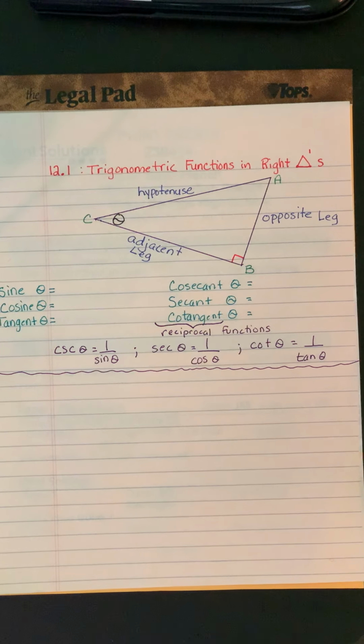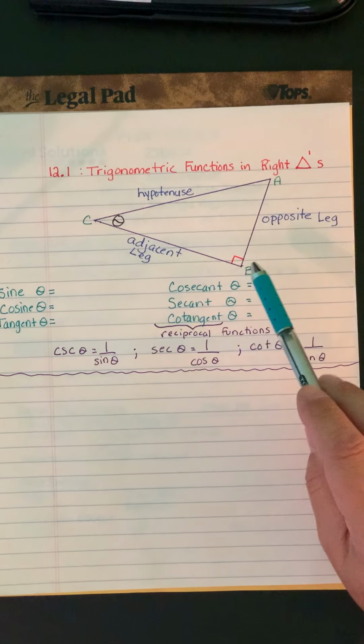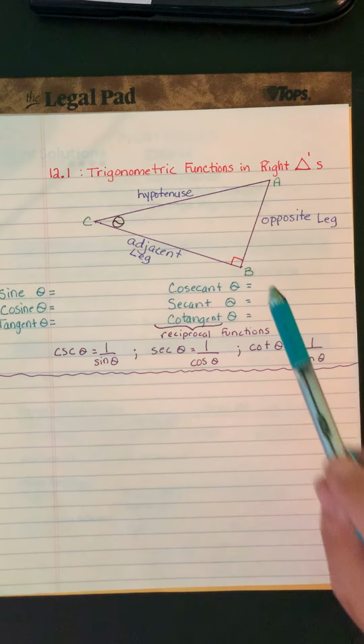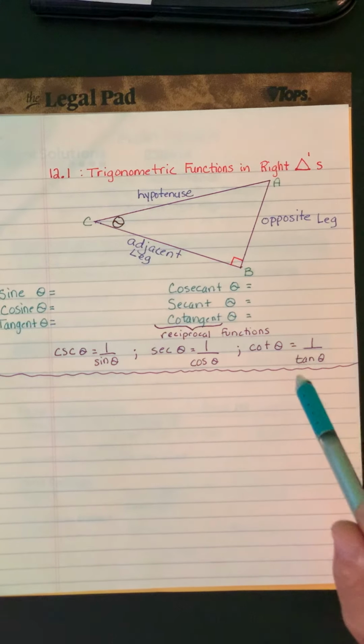Everybody's familiar with a right triangle, I hope. It's got a 90-degree angle. No, it doesn't have to be pointing to the right. I made that mistake my first year teaching. All the kids thought that.